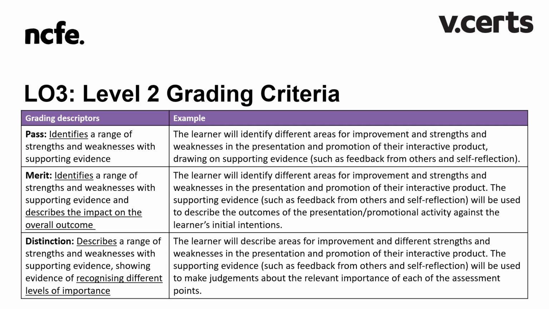So here we can see the level 3, learning outcome 3, level 2 assessment criteria. And again, considering there's quite a lot of review content to cover, at pass and merit, it's only actually looking for identify. So it's not looking for analysis or a great deal of evaluation, it's just identify at pass and merit here. And then at distinction, it's looking for a description.